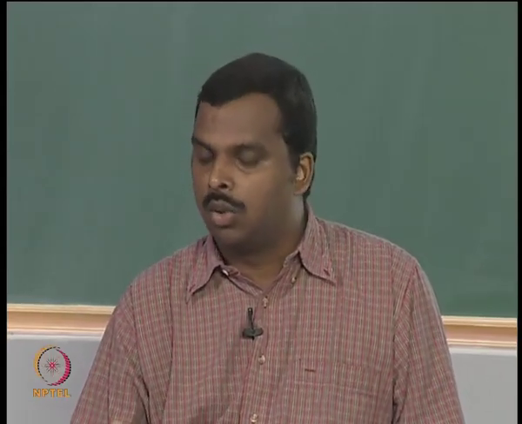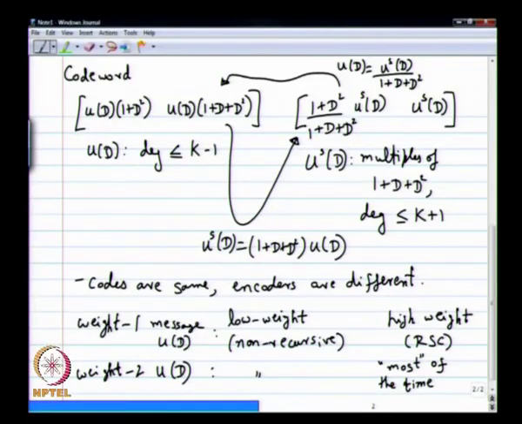Okay, so a weight 1 message gives you high weight, and a weight 2 message gives you high weight most of the time. There are only very few cases which you have to somehow kill, and you can kill them in a kind of pseudo random way and get an advantage out of it. Okay, so you might wonder, is this the only way to get low weight code words? There might also be some very high weight message which will give you a low weight code word.